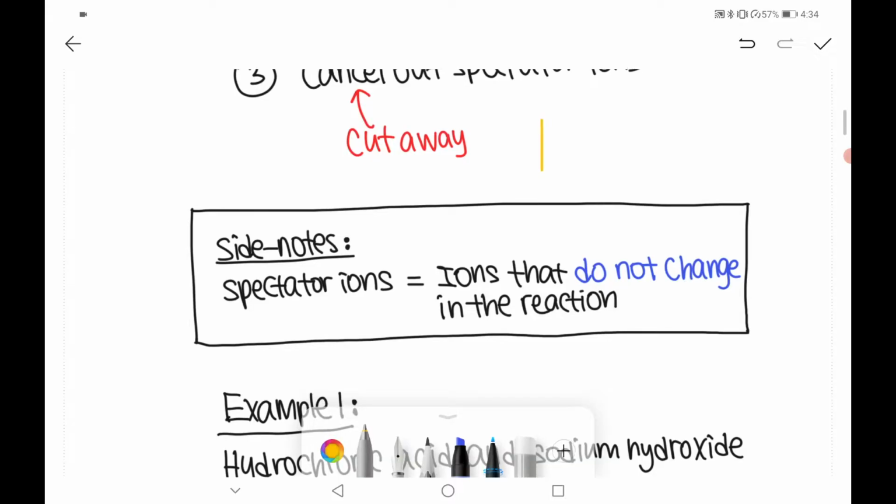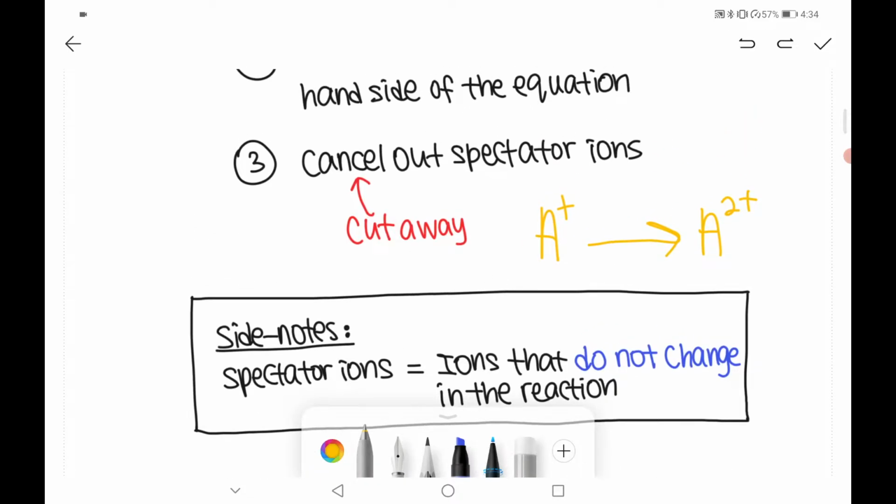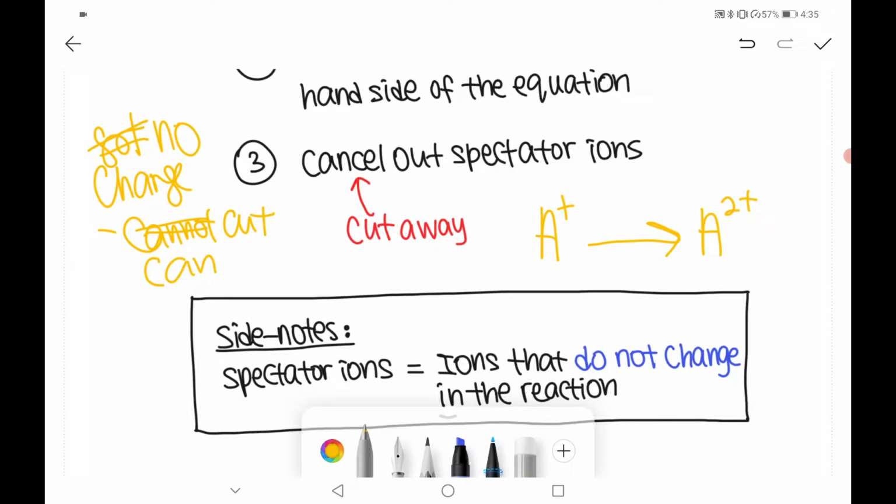If let's say this is A plus and this one becomes A2 plus, can you cut it? No, because this is not a spectator ion, because you can see some changes. This one the charge is positive 1, this one the charge is positive 2. So the charge actually changes. When there is any change, you cannot cut it away. If there is no change, then you can cut it away.